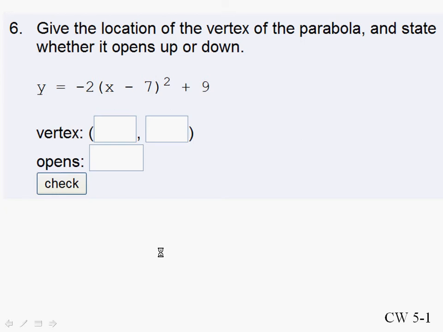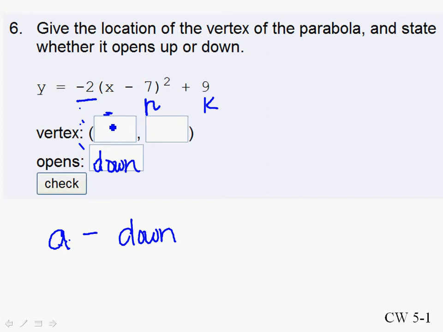For number 6, we're giving the location of the vertex and saying whether it opens up or down. Again, we look at our a value right here to indicate whether it opens up or down. The value is negative, so when a is negative, it opens down. So this one opens down. Our vertex is at h, k, so this is our h value. This is our k value. So my vertex is 7, 9. Notice we have x minus h squared, so I don't want the minus, I just want the h out of my vertex form. So just the h and the k.